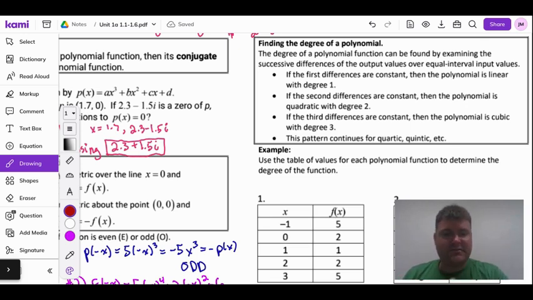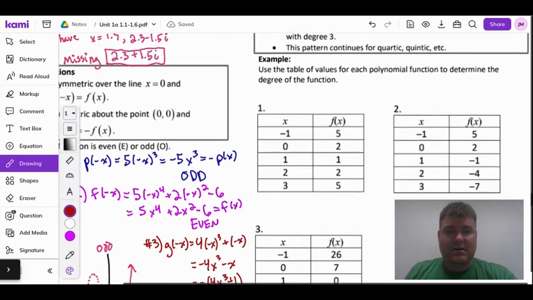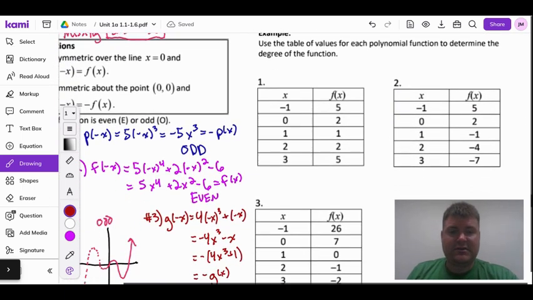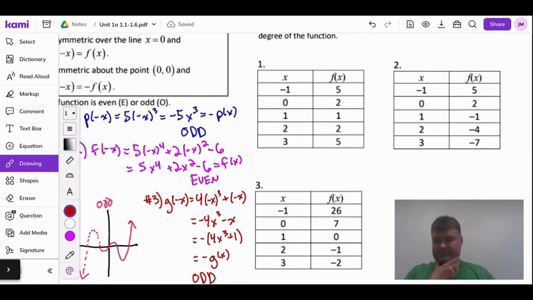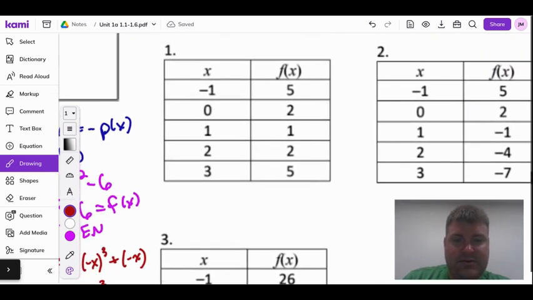If we have a third difference that is constant, that would be a degree 3. So that'd be the change of the change of the change. And that pattern continues for any other degrees going further. Okay, so for number 1 here, I'm going to try my best not to make any typos because I really don't have any room to make typos.